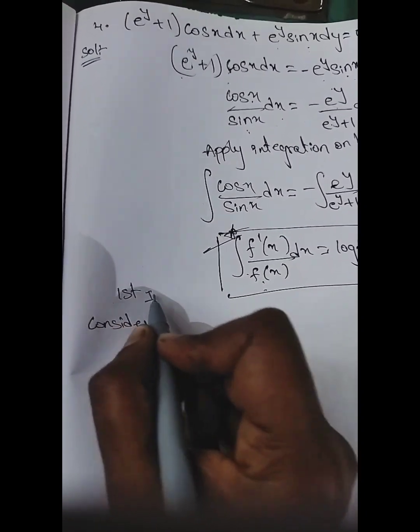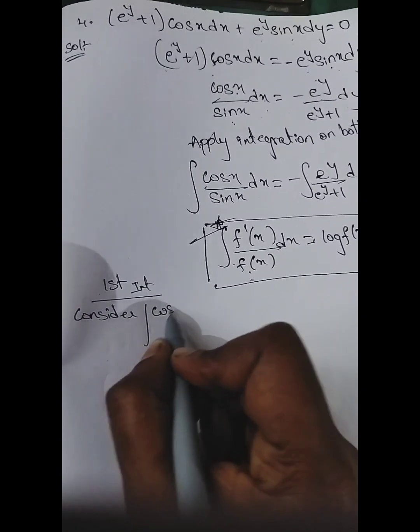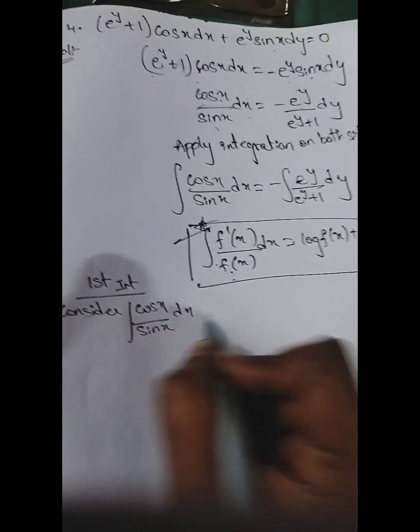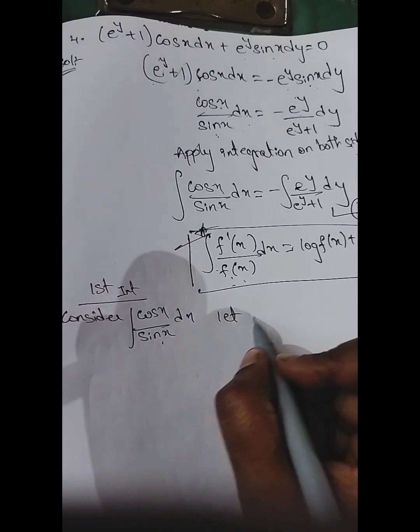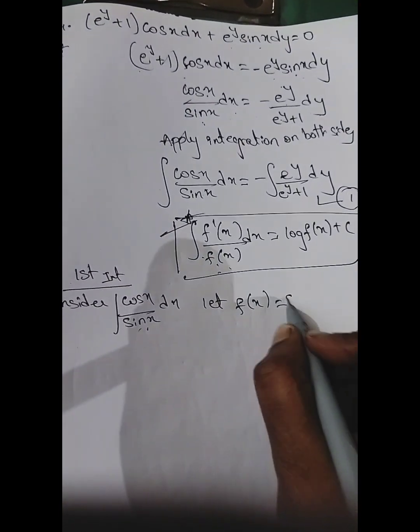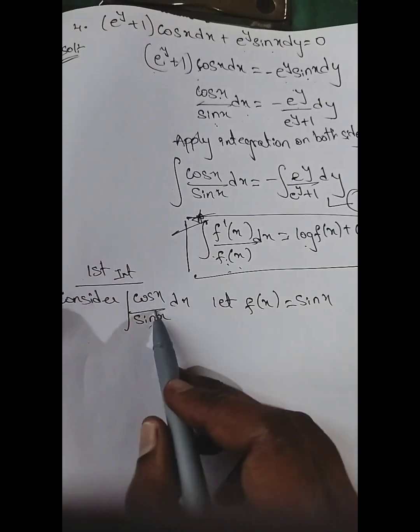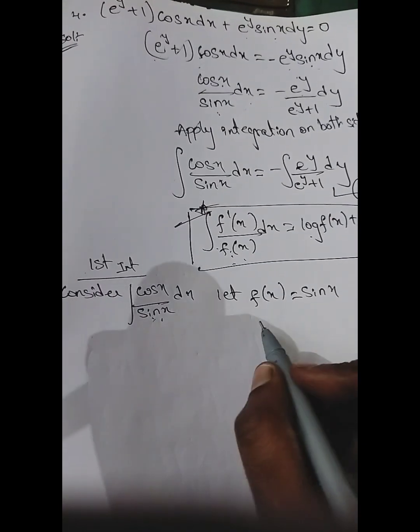What is the first integral? Integral cos x by sin x dx. Take this as equation 1. Now we'll solve this first. Let f of x equal to sin x, I'll take. According to the formula, I'm doing this. So f of x is this one. Next, f dash of x.